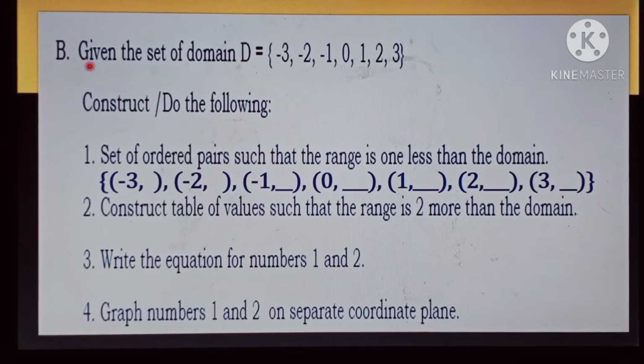So, let's have the second example. Given the set of the domain D, this set is represented as D for the domain. So, you have -3, -2, -1, 0, 1, 2, 3. And then you have 4 tasks to do. The first one is the one that I have done for you: set of ordered pairs such that the range is 1 less than the domain.